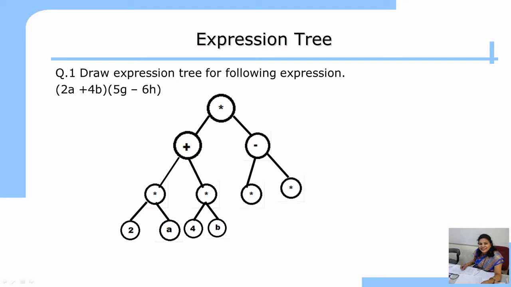First, the multiplication sign is of 5g. So this left child multiplication node will have 5 at the left side, g at the right side. And this multiplication sign will have 6 at the left side and h at the right side. So this is how the expression tree is drawn. You can read this expression using this tree: (2a + 4b) × (5g − 6h).